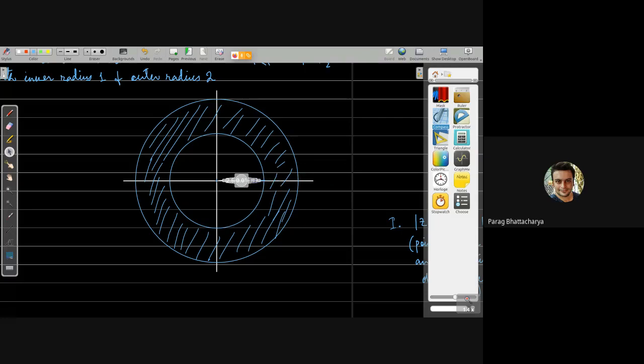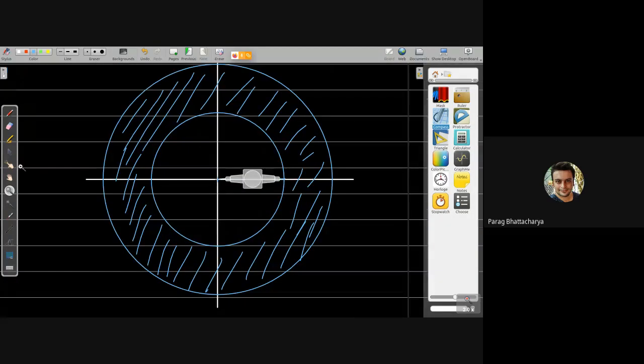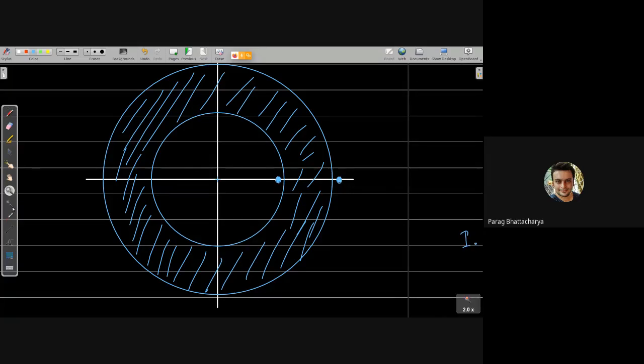What is R1? R1 is the inner radius. The inner radius is 1, so point 1 will be somewhere over here. This is 1, and the outer radius, it does not include the outer circumference also. So the point 2 will be somewhere over here. This point is 1, and this point is 2.